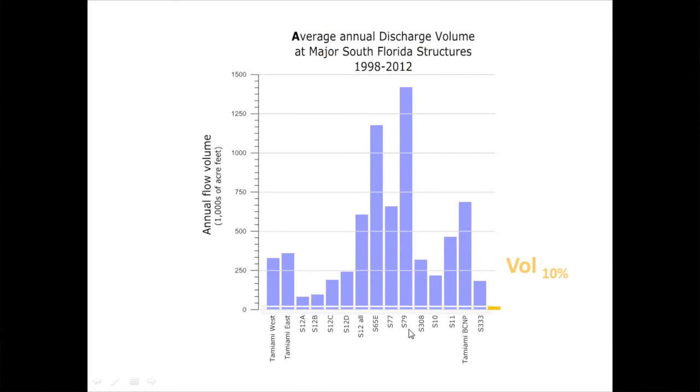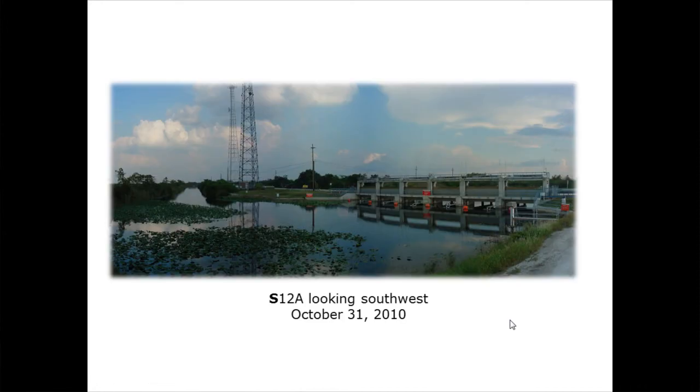So if we look at the big flow maker in town, it's the S79 at the tailwater, the downstream end of the Caloosahatchee River. That on average is discharging over 1.25 million acre feet per year. Whereas if we look at the S12A, we're talking more in the neighborhood of between 50 and 70 thousand acre feet per year. So we're on a smaller order of magnitude with what we're suggesting would be a reasonable amount to send south of the West Feeder.